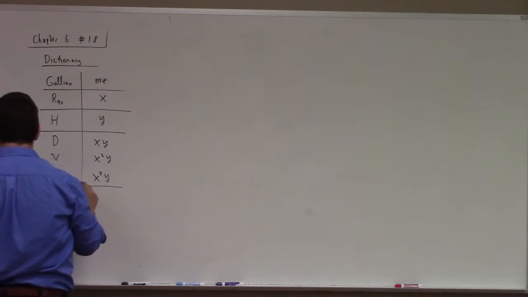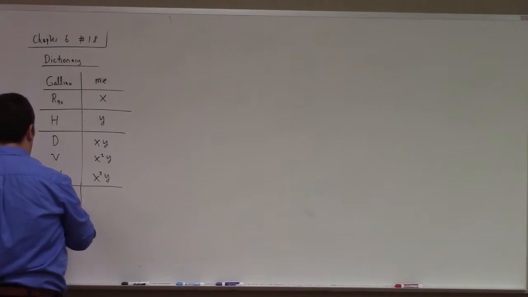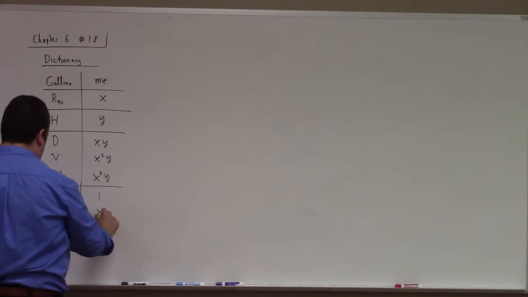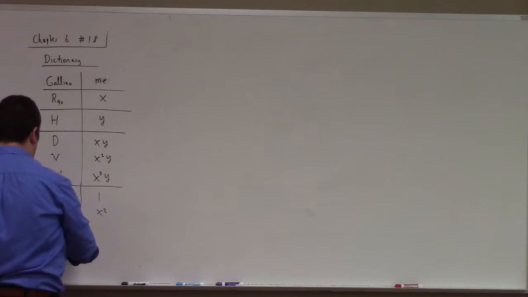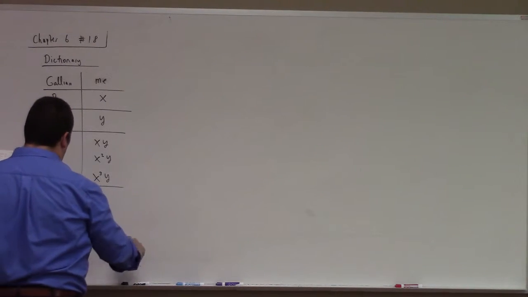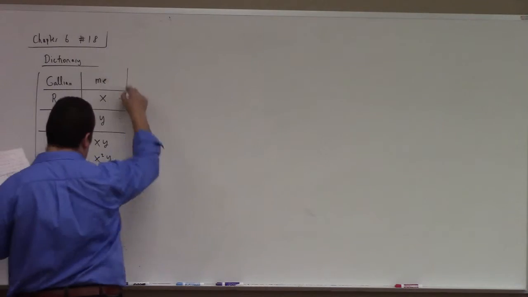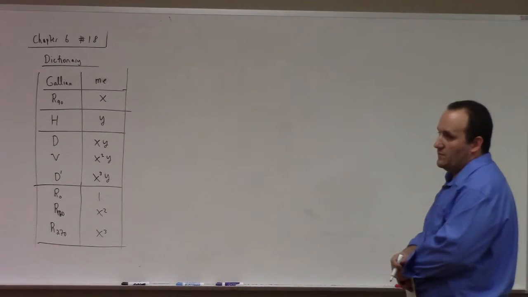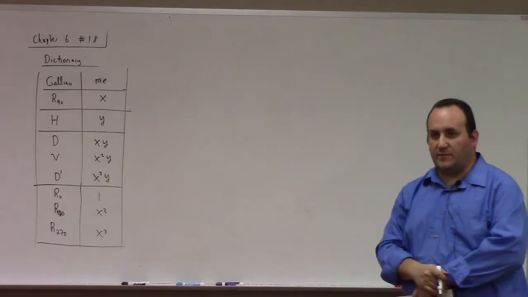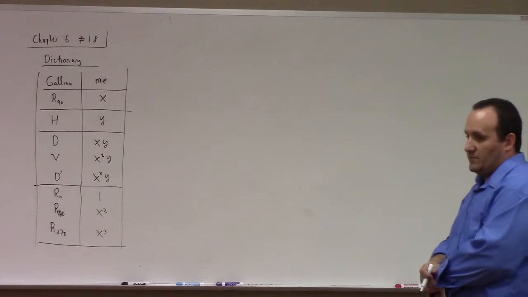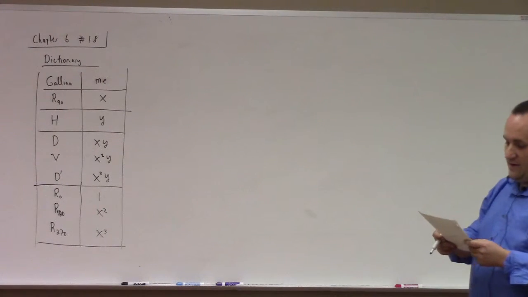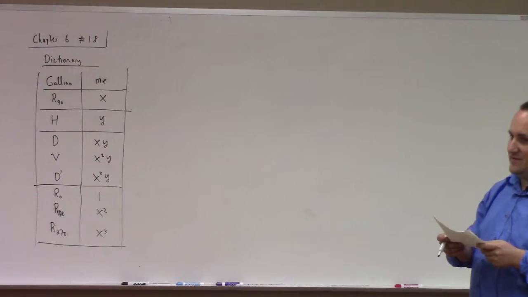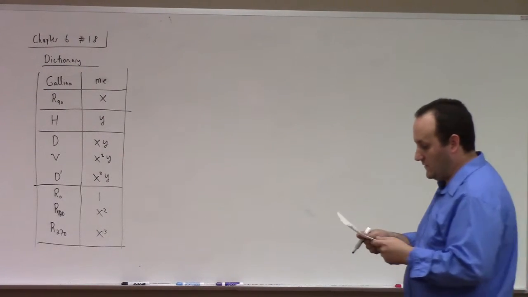I checked it geometrically for what it's worth. And then, of course, you've got R0 is 1, R180 is x squared, R270 is x cubed, right? So there you go. That's the dictionary to start with. That's the translation between Gallian's version of the dihedral group of order 8 and the way I'd prefer to calculate, with generators and relations. So if I'm going to do any kind of calculation in the dihedral group, I'm going to change it to generators and relations because it's just way easier.